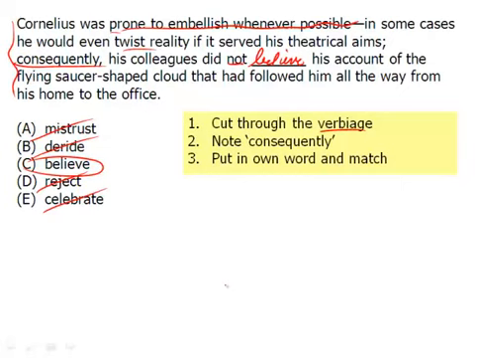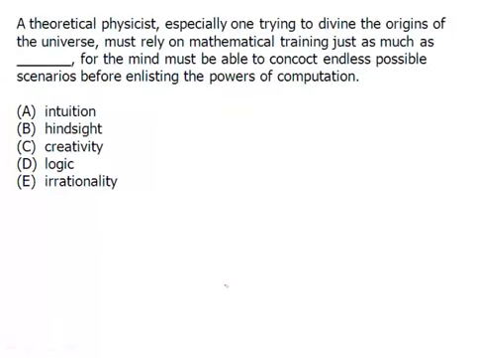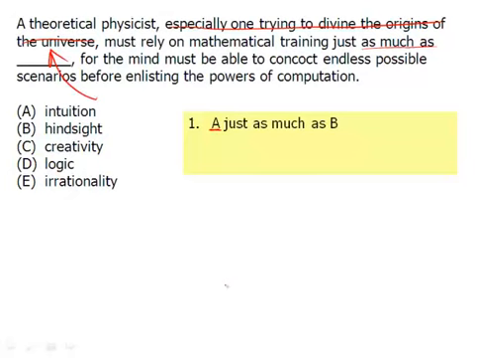However, there are sometimes difficult text completions, whether single or double, triple blank, that deal with cause and effect structures, such as this one. A theoretical physicist, especially one trying to divine the origins of the universe, I kind of call this a little bit of verbiage, just get rid of it, must rely on mathematical training just as much as, that's actually an interesting construction now that we're here. It doesn't have to do with cause and effect sentences, but the structure, mathematical training just as much as, mathematical training of course being A, just as much as whatever goes in here B, shows that they are equal. So mathematical training is just as important as something else.